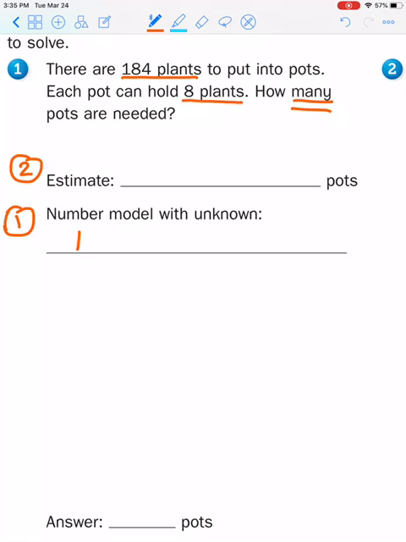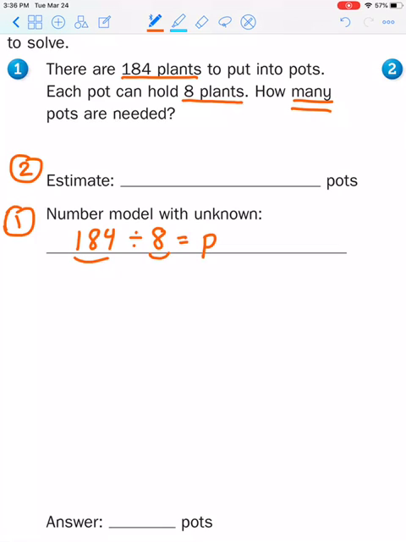I know that if there's 184 plants and 8 plants can go in each pot, I have to make equal groups of 8, and that will give me how many pots I need for 184 plants. Remember, this number here is how much you have altogether, 184 plants. And this 8 represents how many in a group. For every one pot, there's 8 plants. So we need to be making groups of 8.